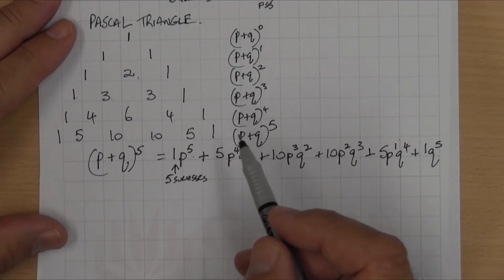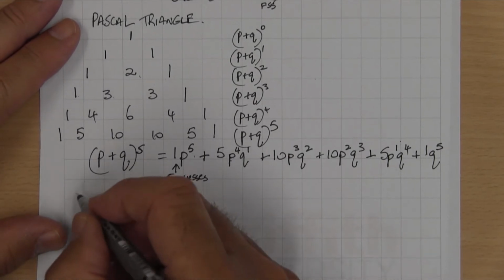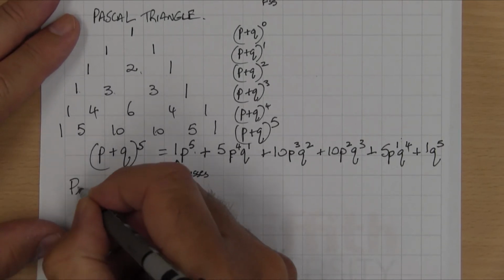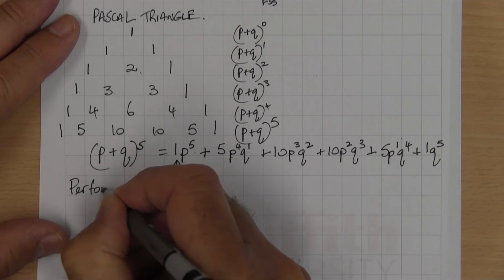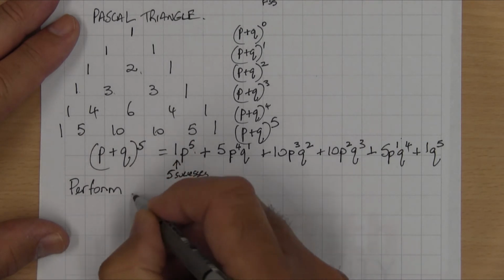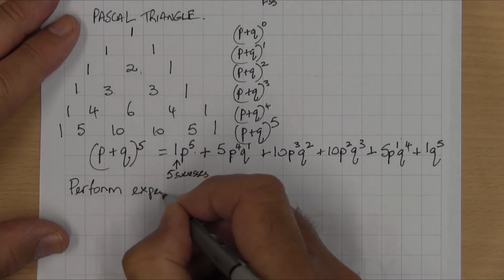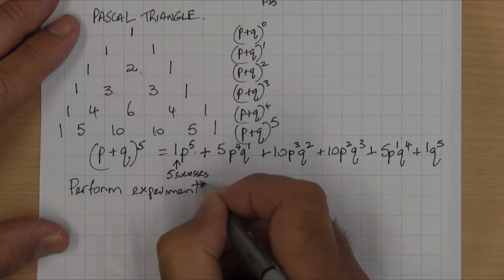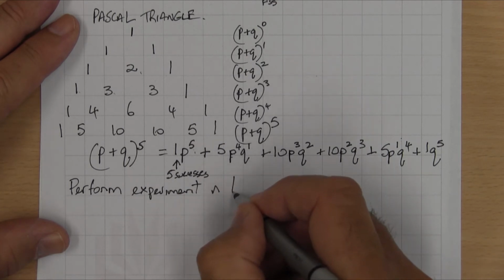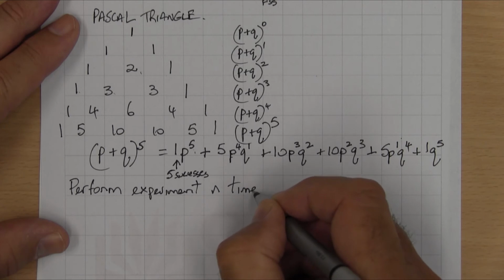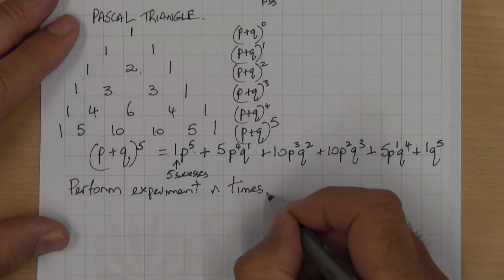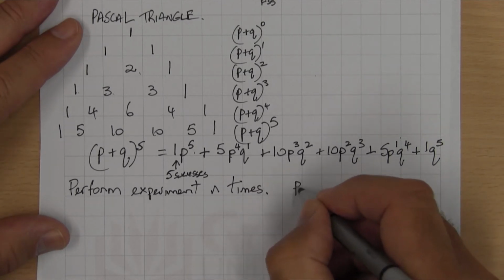But say we perform an experiment n times. That is, there are n trials. P is the probability of success.